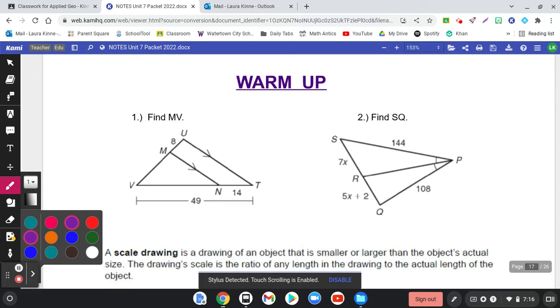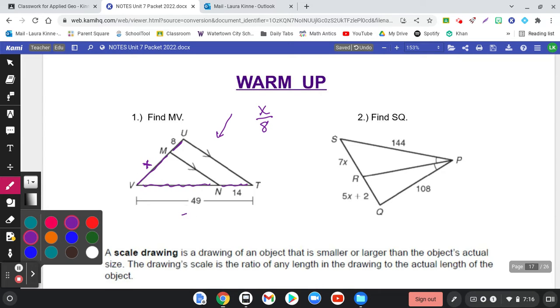So first of all, if the two sides are parallel, then the sides are proportional. So if we're looking for MV, I can say x over 8, so this portion over this portion is equal to this portion over 14. Well, I don't know what this portion is, but I can see that the whole thing's 49, so if I subtract 14 from that, that would make this section 35. So I can set x over 8 equal to 35 over 14.